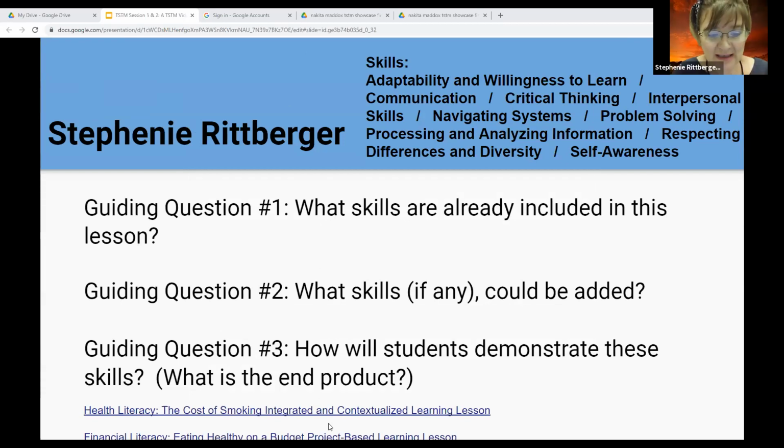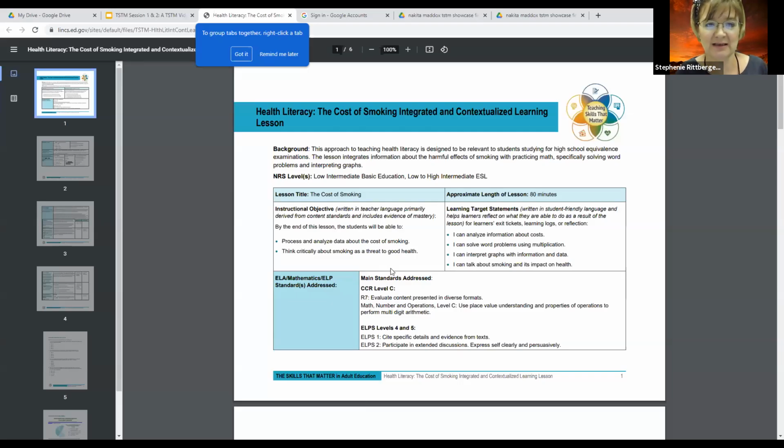So you guys got to hear me speak a little bit about the health literacy, the cost of smoking, and contextualized learning. So the first thing I wanted to show you was the lesson plan that was created in the Teaching Skills That Matter right in the toolkit. And what I wanted to draw your attention to is the fact that they really look at the central skills that are taught.